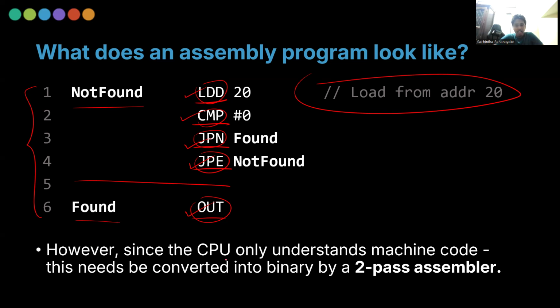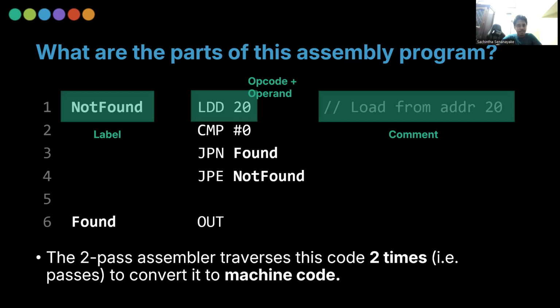Now, like I said, an assembly program is a mnemonic-based representation of machine code that helps us understand how our program behaves. However, the CPU only understands machine code, which means that this assembly code needs to be converted into binary, in other words, machine code, by a kind of assembler called the two-pass assembler, which is a translation software, guys. A two-pass assembler is a translation software that's responsible for converting assembly programs into machine code.